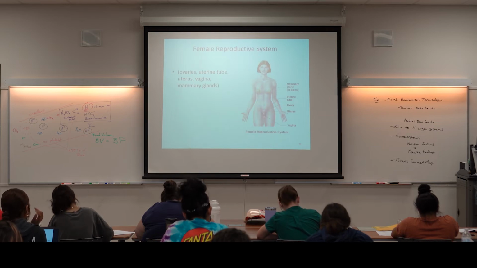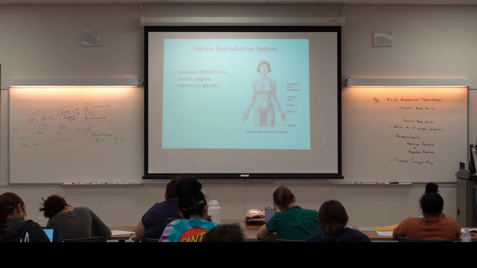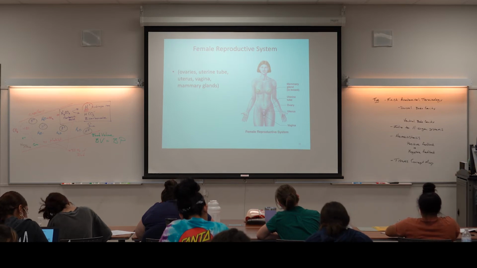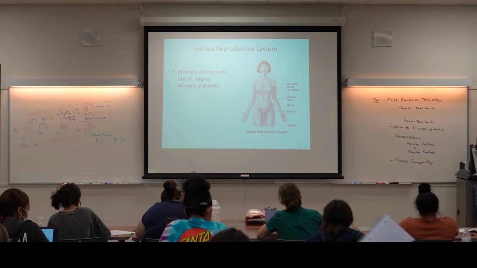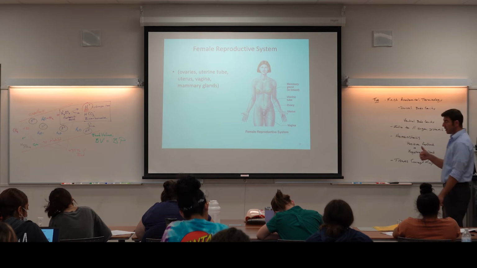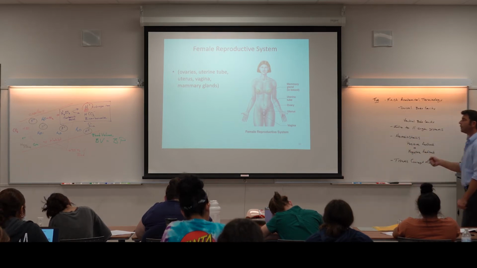The last system to introduce is the reproductive system, and this is the only organ system that is not involved in homeostasis. We'll see the other 10 organ systems are all necessary. You couldn't survive missing any of those other 10 organ systems. The reproductive system, however, its job is just to produce gametes and then also store and nourish those gametes, but it is not involved in homeostasis.